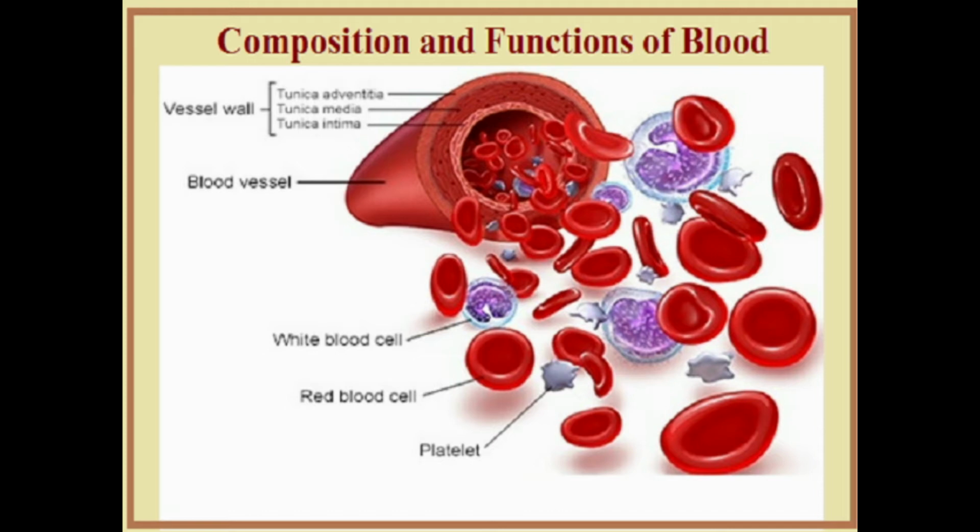So one type of cell is known as the red blood cells. From the name itself you can understand, red blood cells means red in color. It contains a red pigment which gives red color to the cell. That is known as hemoglobin. Once again I am telling, the red pigment which gives red color to the cell is known as hemoglobin.